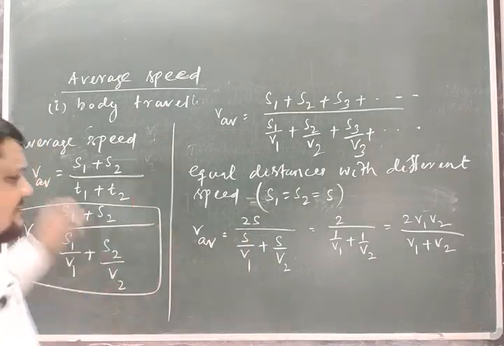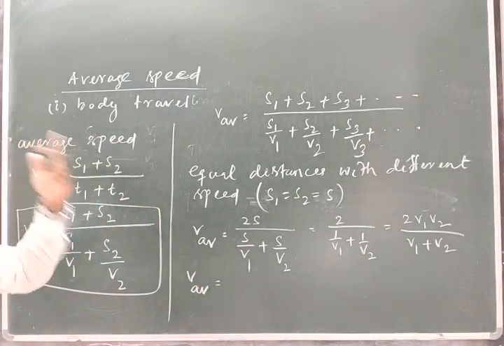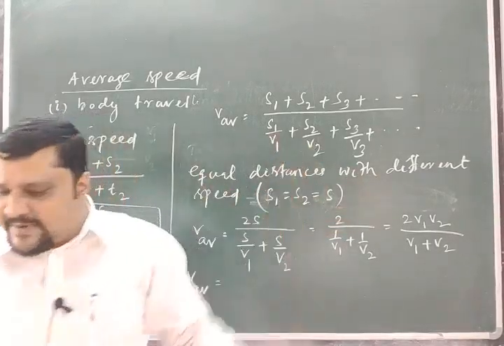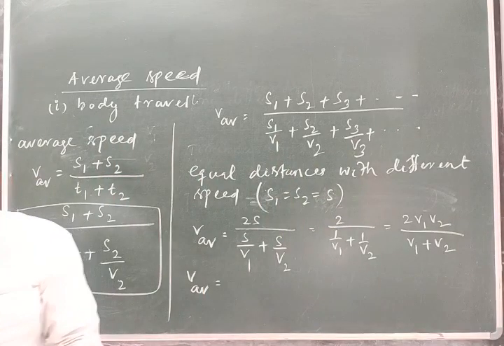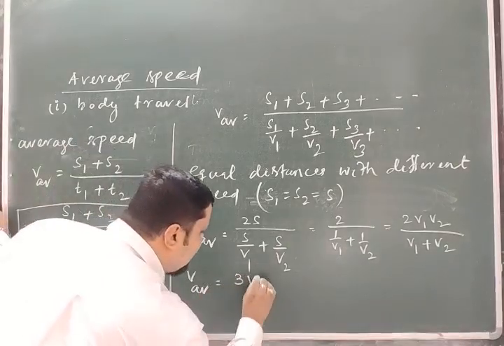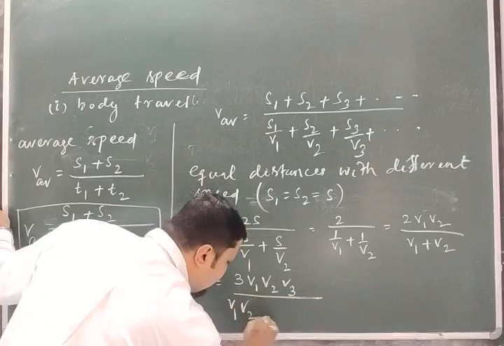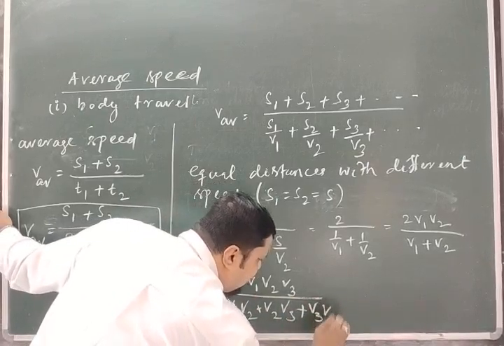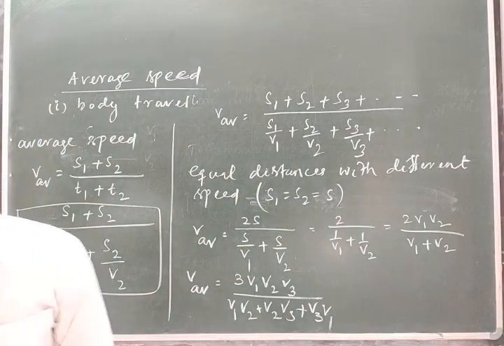For three cases, you can do this as homework. Put S1 equal to S2 equal to S3 equal to S, and the speeds are V1, V2, V3. For a body that travels equal distances with speeds V1, V2, V3 respectively, the average speed is 3 V1 V2 V3 divided by V1 V2 plus V2 V3 plus V3 V1. Okay, so this is the case.